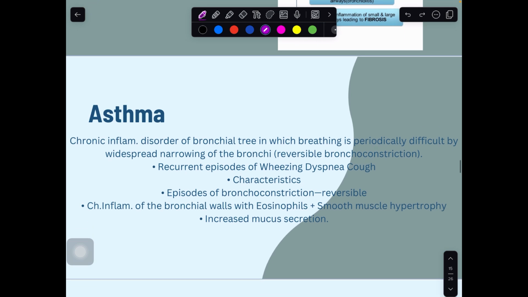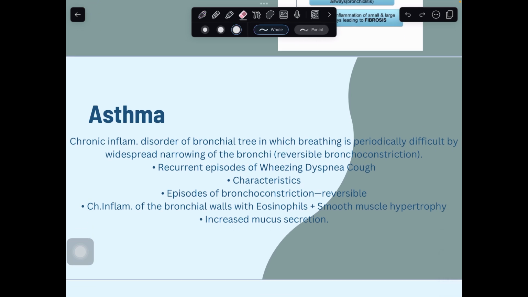Now we go to asthma. Asthma is chronic inflammation, and it is going to be periodic. This is very important. It's periodic. Asthma comes in periodic or episodic attacks, and there is bronchoconstriction, but it is reversible because of these periodic attacks. Okay, very important. We will notice that there are recurrent episodes of wheezing, dyspnea, and cough. Again, it is reversible. It comes in episodes, and usually asthma is because of genetic reasons.